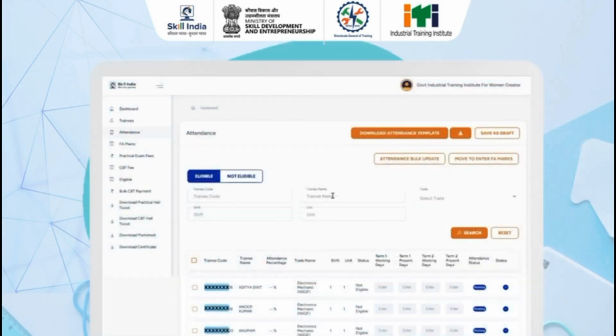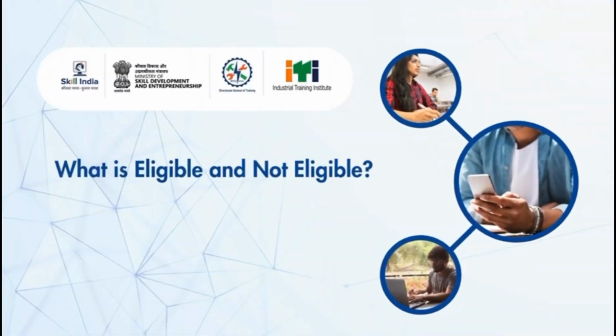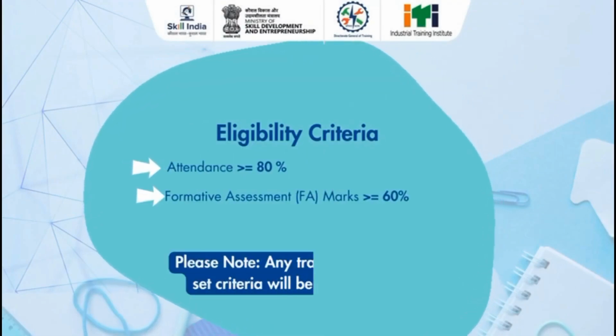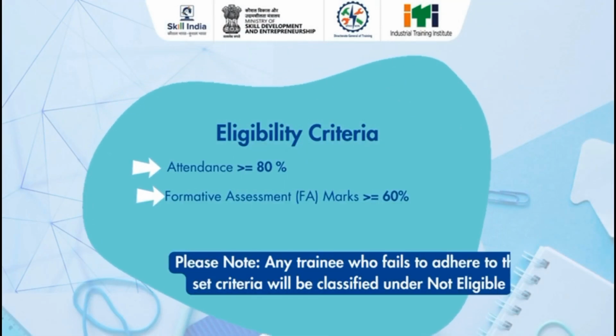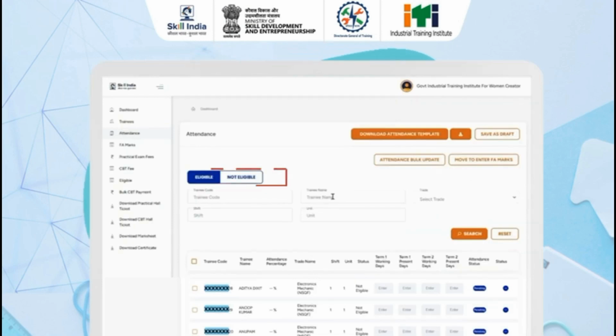In the Attendance section, the trainees will be shown according to their eligibility under Eligible and Not Eligible. What is eligible and not eligible? For example, DGT has set the following criteria for eligibility. Now, if any trainee fails to adhere to the set criteria, they will automatically be classified under not eligible candidates by the system. In the attendance module, all the trainees will be listed under not eligible by default as their attendance has not been submitted.